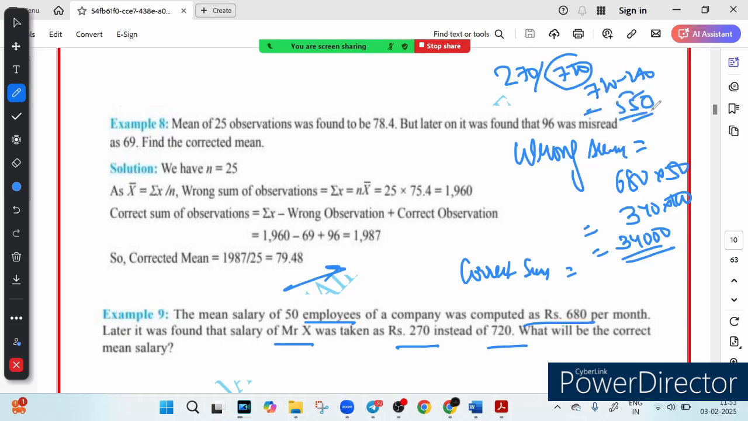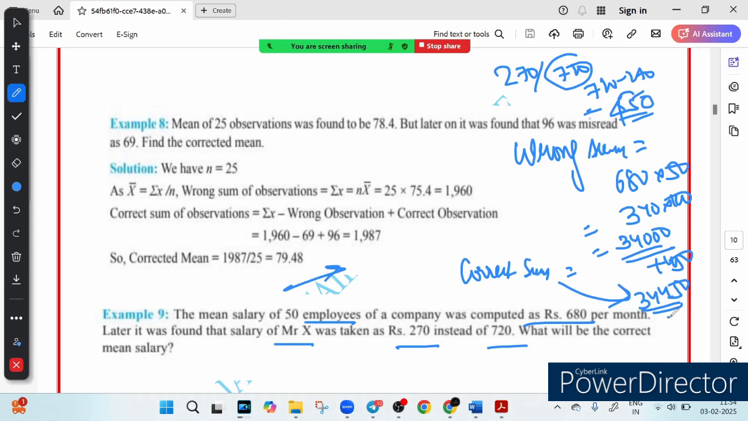I think it is 550 or 450. I think it is 450, right? Yes, 450. So you add this 450 to this. So this will give you how much? 34450. This is the correct sum, and now you have got the correct sum.